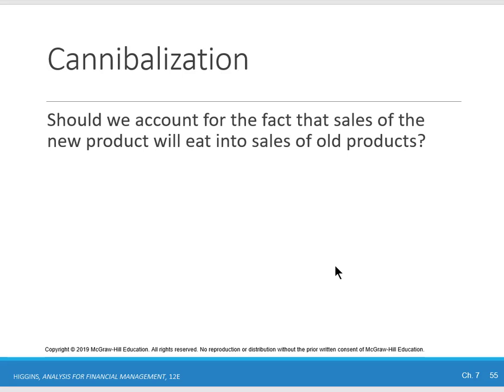So what happened was, even though this product had lots of sales, a majority of the sales didn't come from new people. The sales came from their current customers. So cannibalization is when you eat into a current project, and at its expense, the new project looks good.